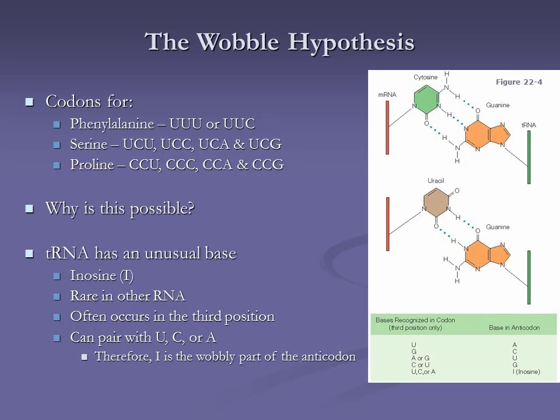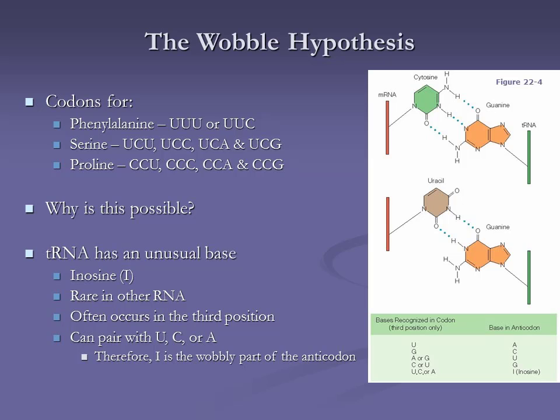Yeah, so I is a wild card. It doesn't matter what's there. So basically, if we had CCN, then we would recognize four. Now remember, this I is only in the transfer RNA. It's only going to be there when you see the N.